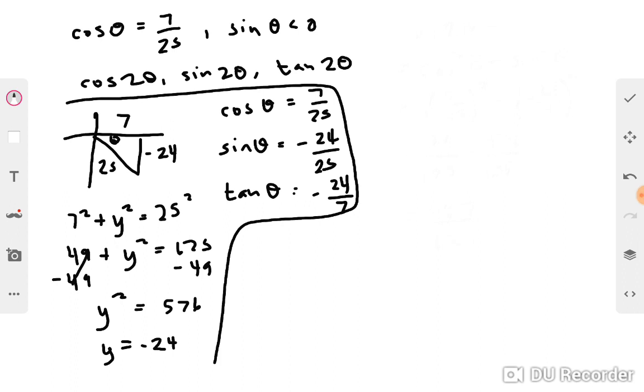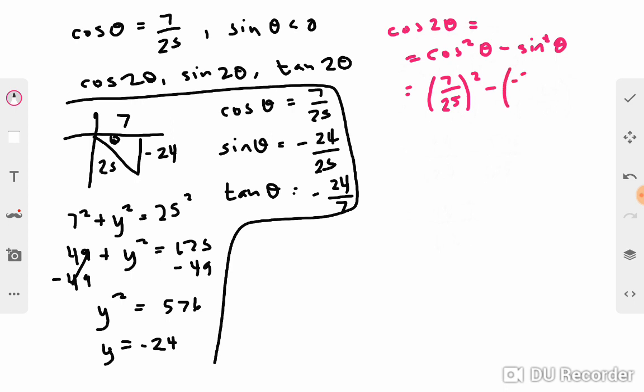Okay, so now we've got our values for theta. So now let's work on getting our values for 2 theta. So let's look at cosine 2 theta first, and we remember from our formula sheet that we could write that as cosine squared theta minus sine squared theta. And now we can put in our values for theta. So cosine squared would be 7 over 25 squared.